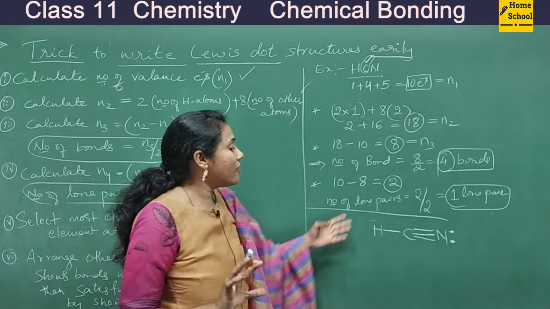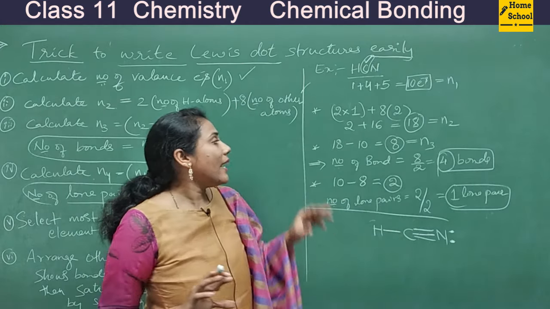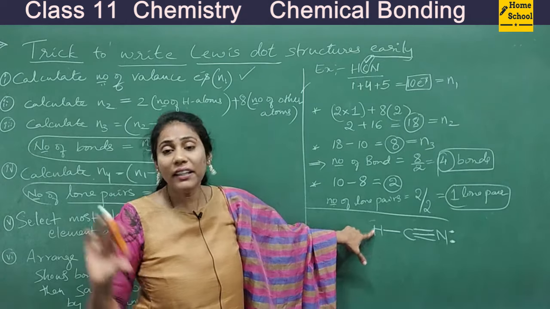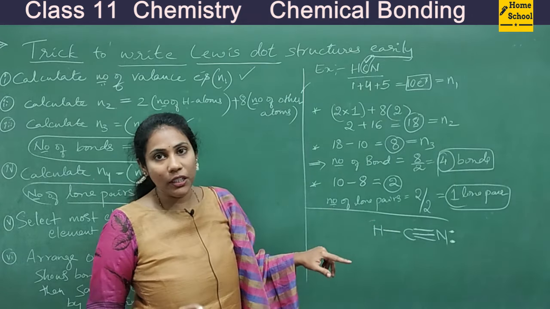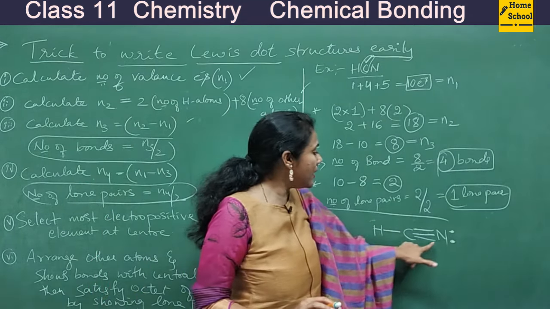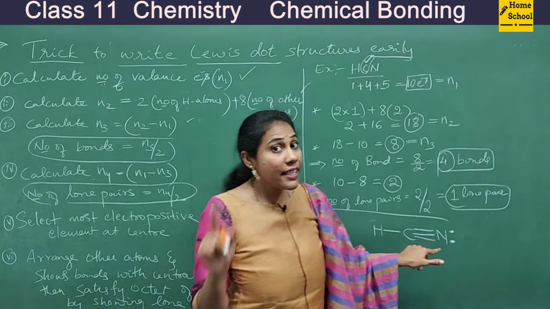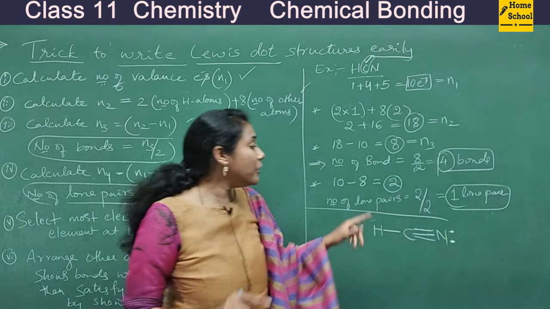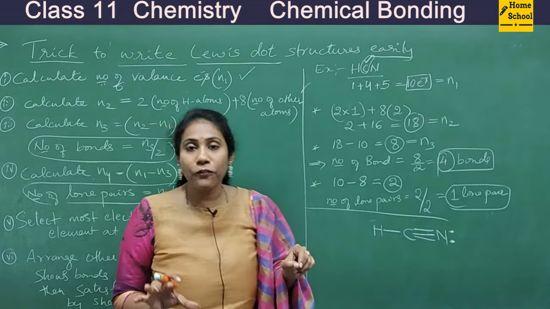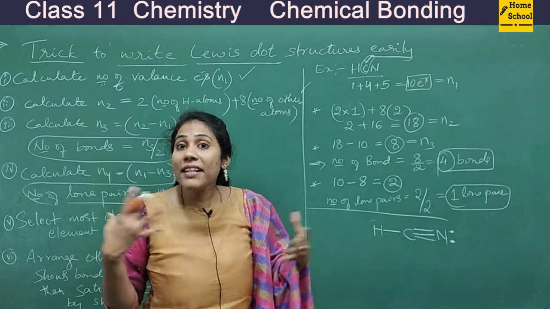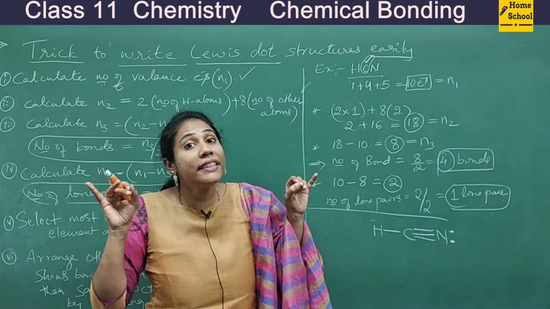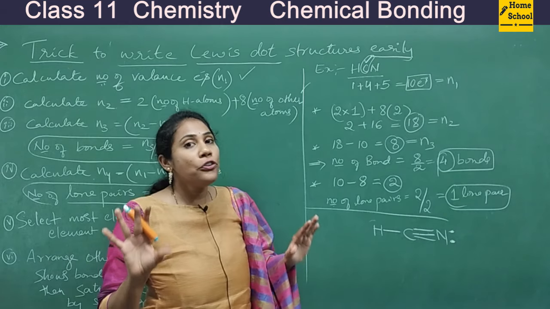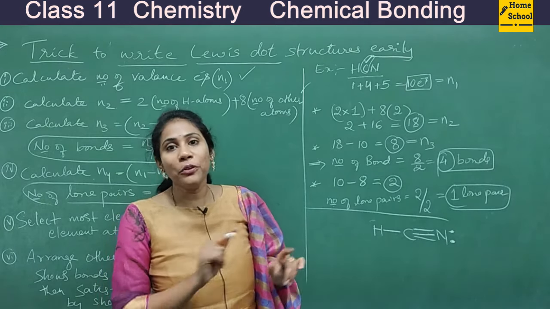Okay, so this is a very, very simple example I have solved using a trick. So this is the dot structure for the HCN molecule. Okay, so it has 4 bonds and 1 lone pair. Where is that lone pair located? Lone pair is located on nitrogen. So when you put the lone pair, you have to be careful. Whichever atom has not satisfied octet, on that you have to put the lone pairs. Okay, fine. So now let us go for one more example.